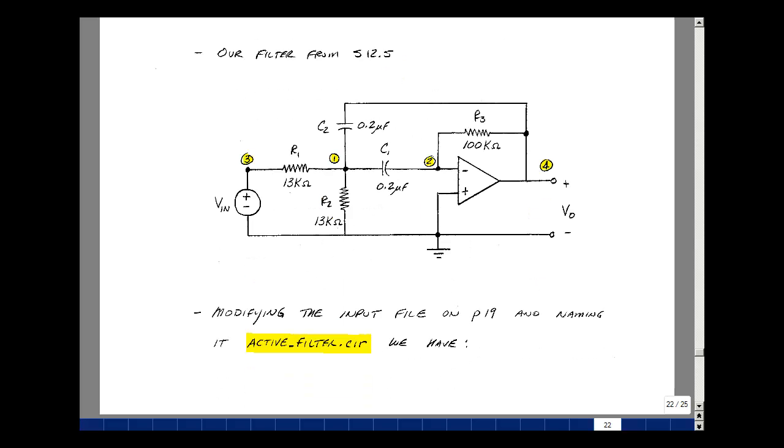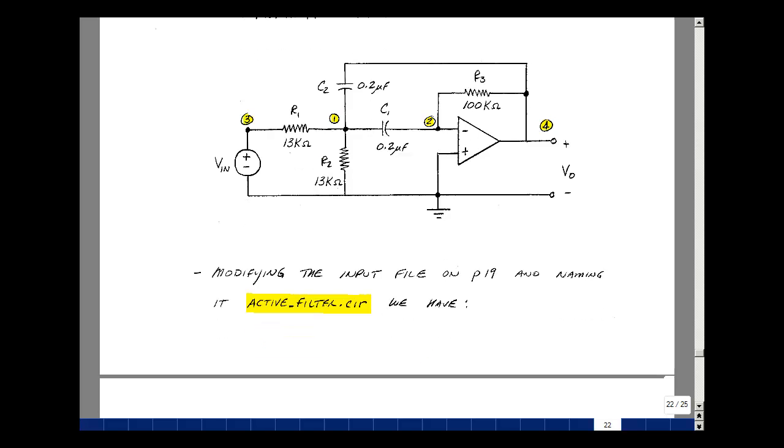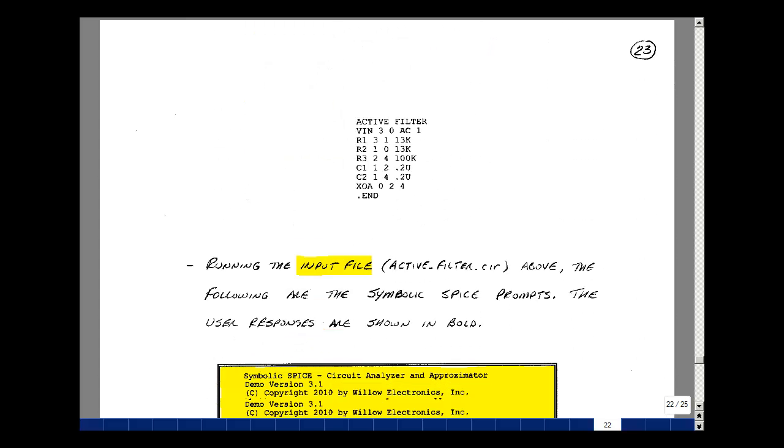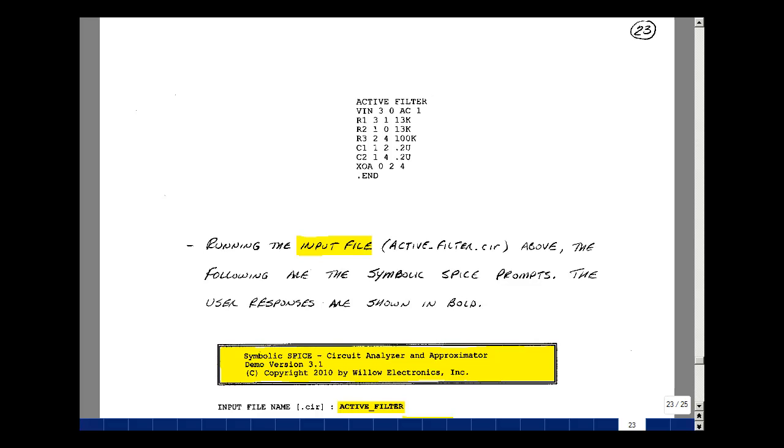Now we wrote a pSplice file on page 19, and I'm going to rename that as active_filter.cir, and I can drop off some things that are particular to pSplice. So just like Splice or pSplice, we have to have a title and a .in for Symbolic Splice, and then just a description of the schematic is all that's needed. We had an input voltage between nodes 3 and 0. It was a phasor with a magnitude of 1, but the default value is always 1 in Symbolic Splice. It's because every node becomes a transfer function.